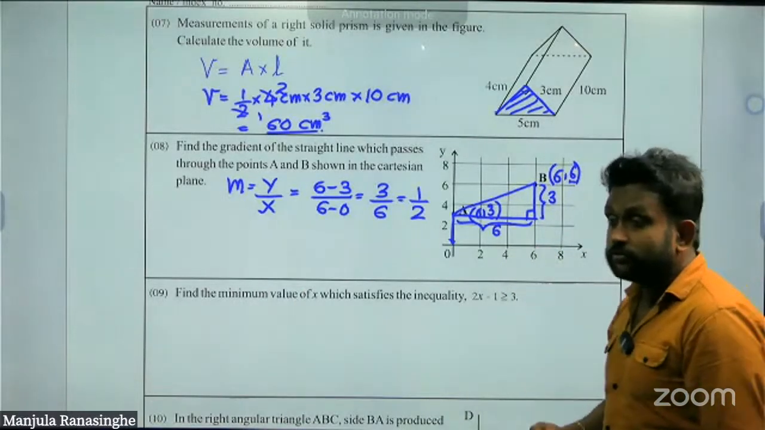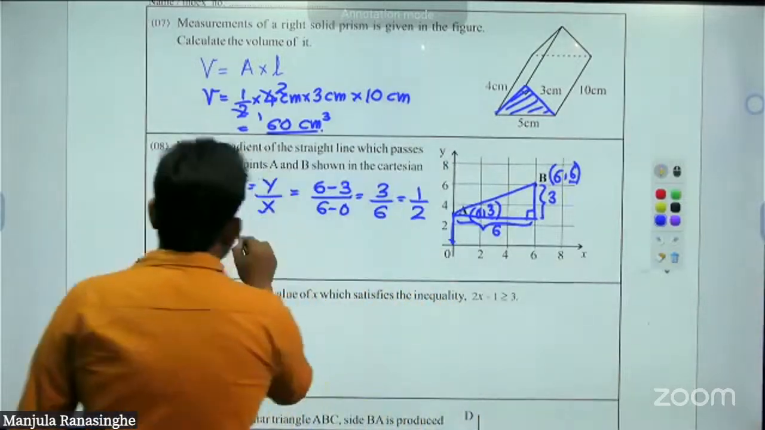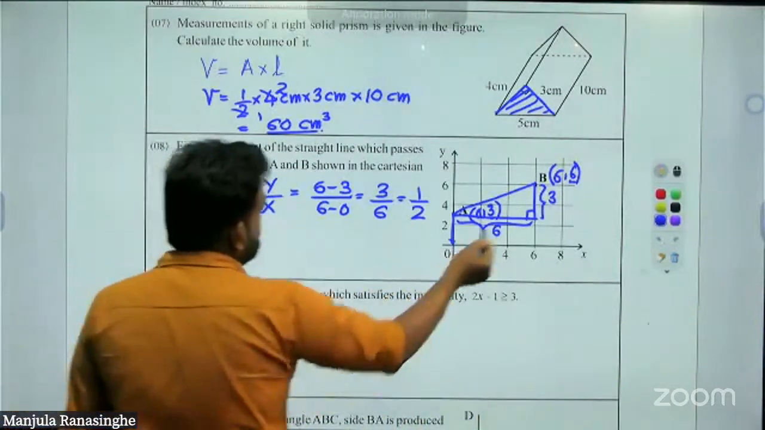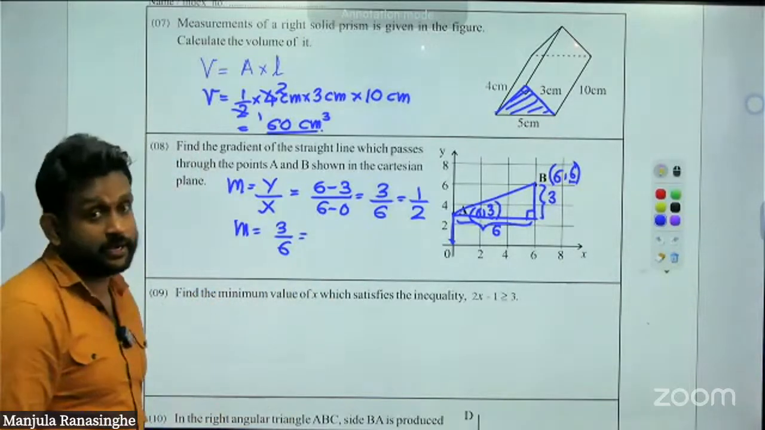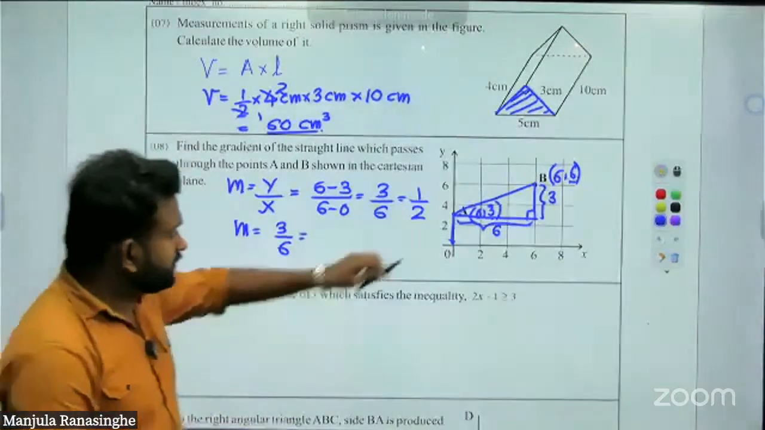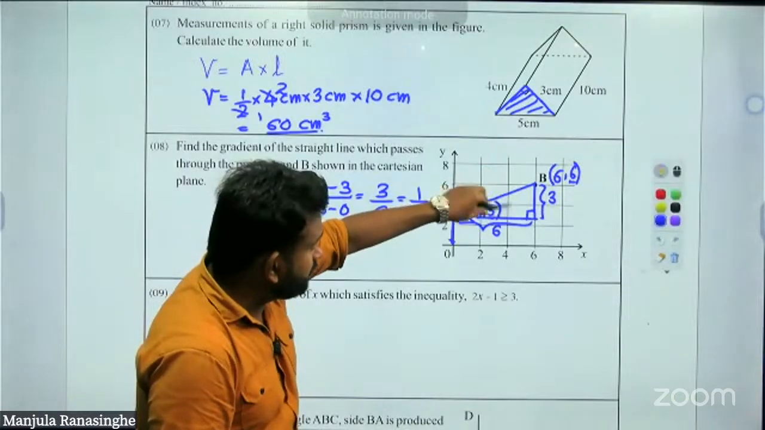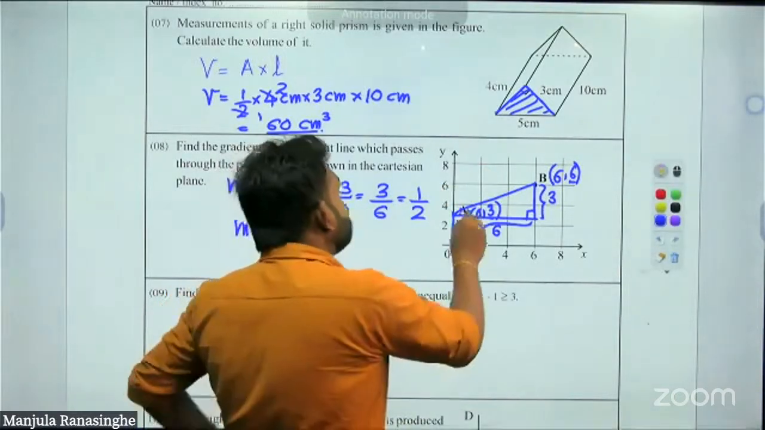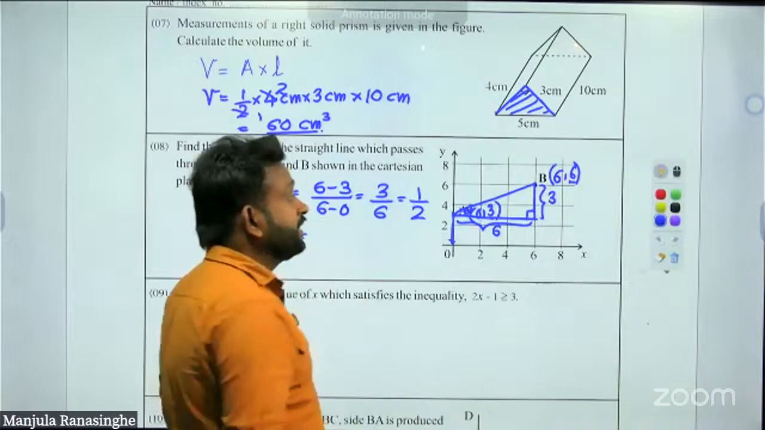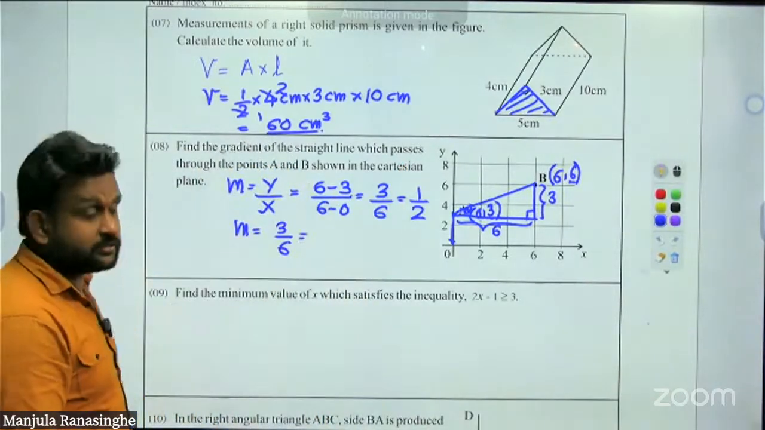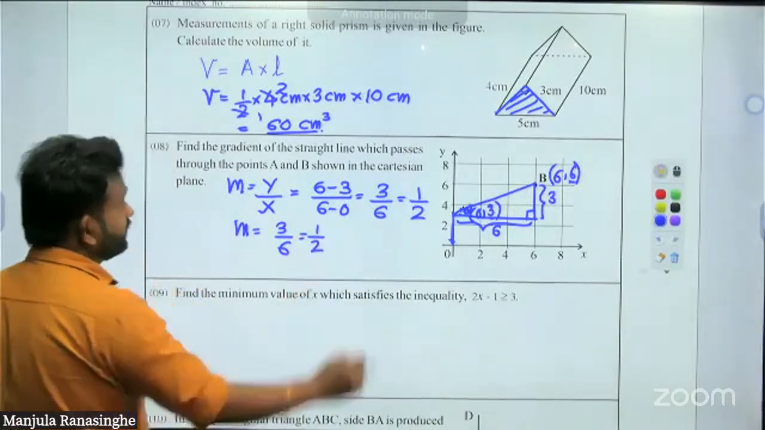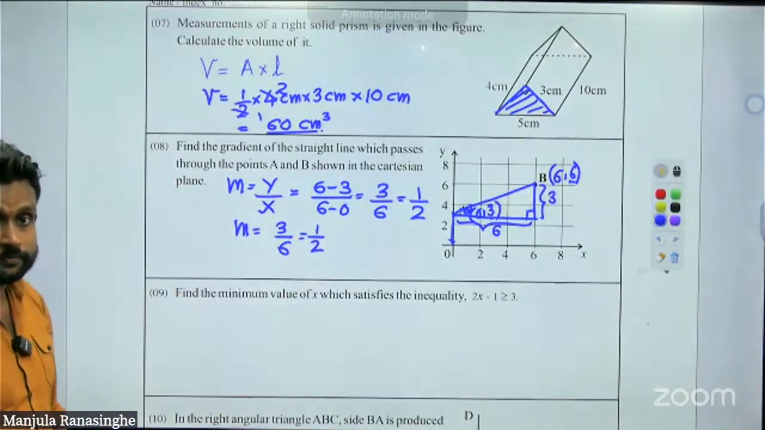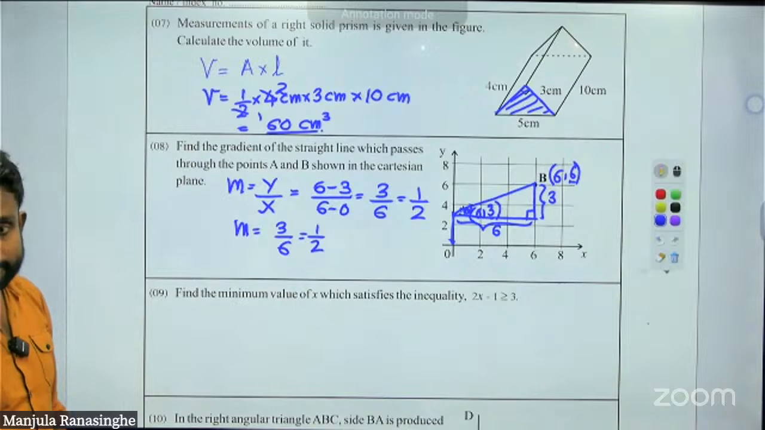So the gradient is also defined in that way. The vertical height is 3 upon 6. Actually, that is called tan theta. The hypotenuse creates an angle theta with the x-axis. The tan theta is the gradient in that manner. Tan theta means opposite over adjacent. So the opposite side is 3, 6 is the adjacent. So that also gives us the gradient 1 upon 2. Okay, fine.